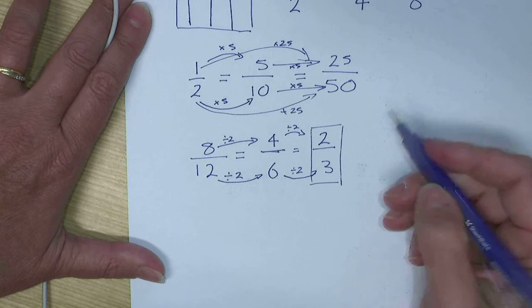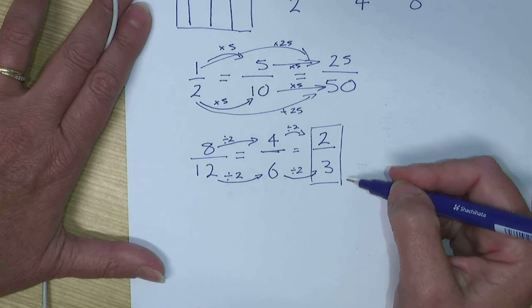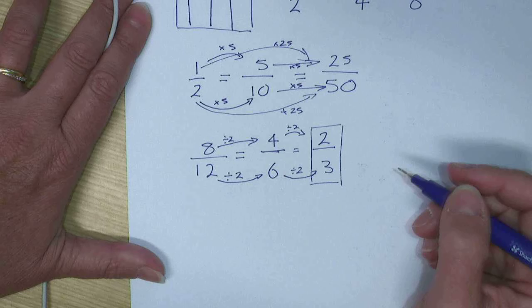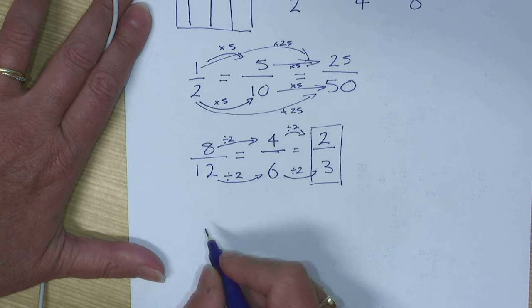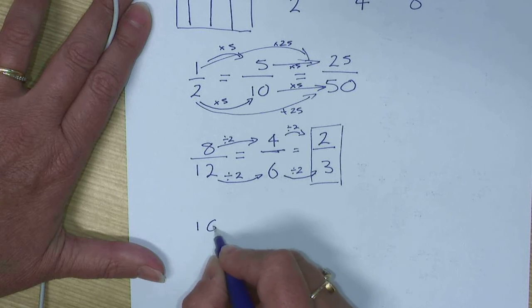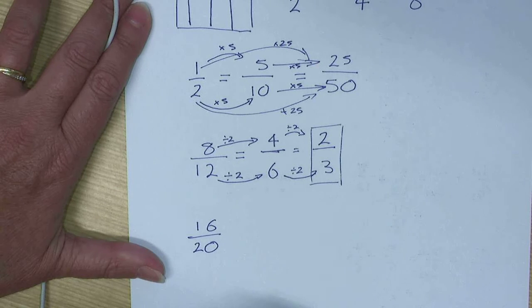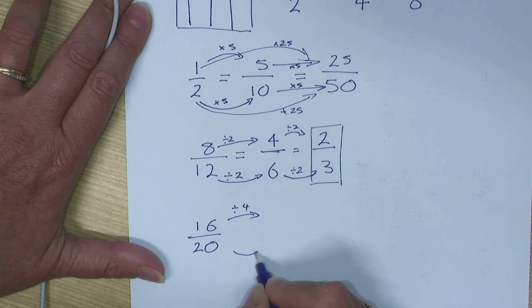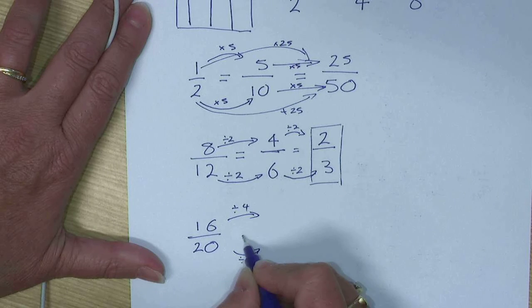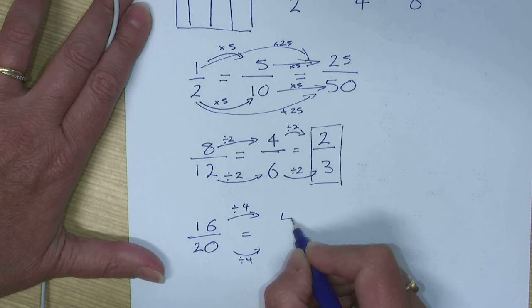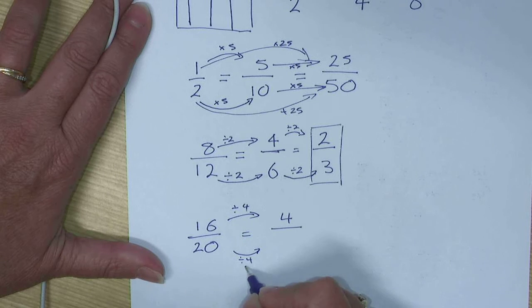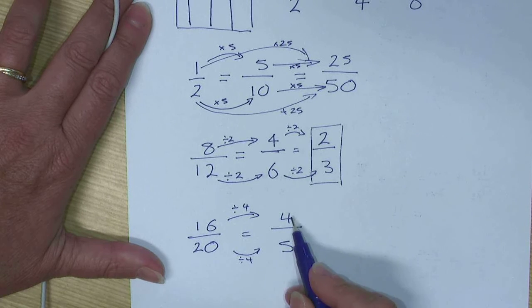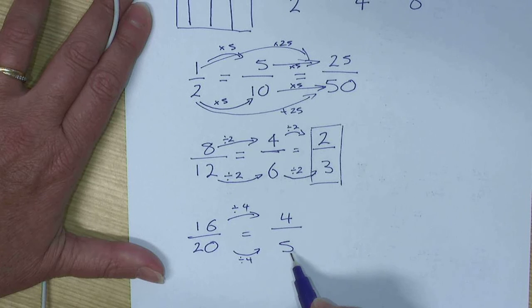So if I had 16 over 20, I know I can go straight away. 4 goes into these, so I'm going to divide both by 4. So 16 divided by 4 gives me 4. 20 divided by 4 gives me 5. Now, 4 is not a prime number, but 5 is. We can't divide 5 anymore, so this is the simplest form that we can have. Okay, I hope that helps you find equivalent fractions and the simplest form.